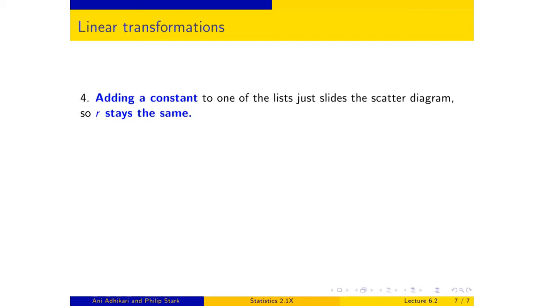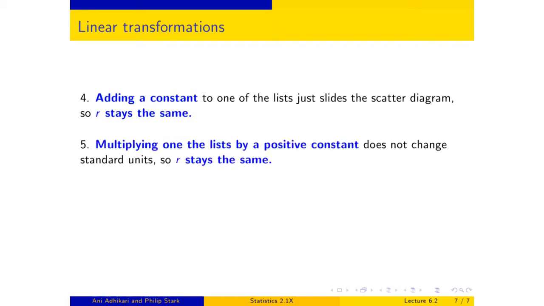And those of you who like algebra, if you add a constant to one or indeed both of the lists, you will not change standard units. And since r is based on standard units, it does not change. Similarly also, if you multiply one of the lists by a positive constant, and indeed you can multiply the other one by a different positive constant if you wish, you will not change standard units and r will stay exactly the same. Why does this matter?